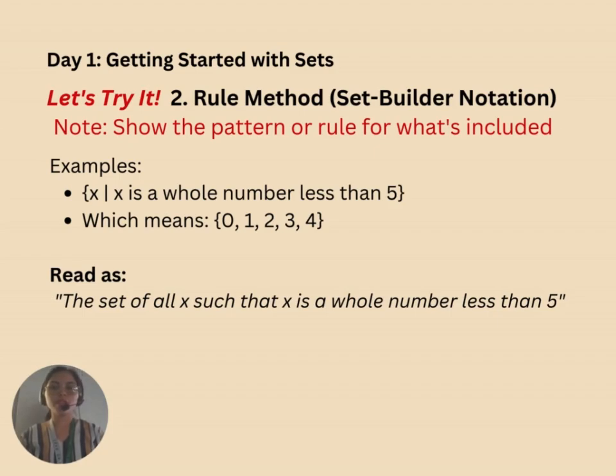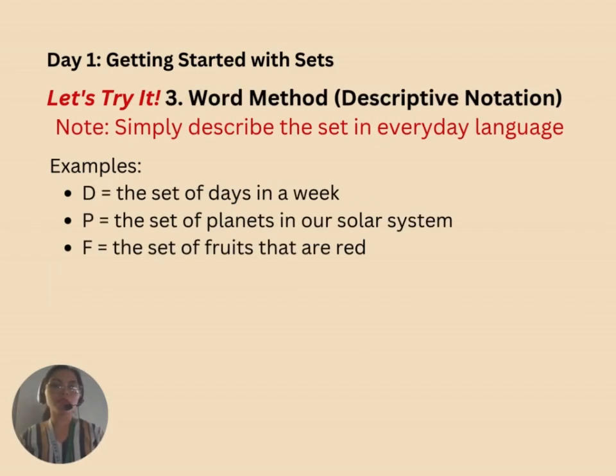Okay, next, word method, or descriptive method. Let's say for example, we use the name D. This is the set of days in a week. So our set D is the set of days in a week. Okay, let's say set P, the set of planets in our solar system.